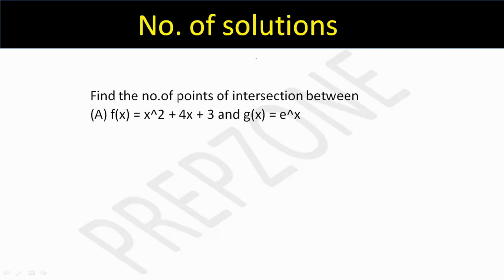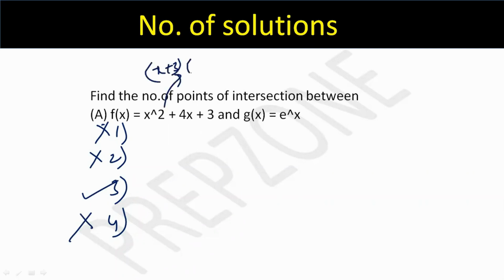Options are 1, 2, 3, 4. Answer is not 1, answer is not 2, answer is 3, it is not 4 as well. Let's see. And this is where that growth rate concept comes into picture. This is nothing but (x+3)(x+1), right? Whenever you have to talk about the point of intersection of graphs, all you have to do is plot both the graphs. So let's plot both the graphs.